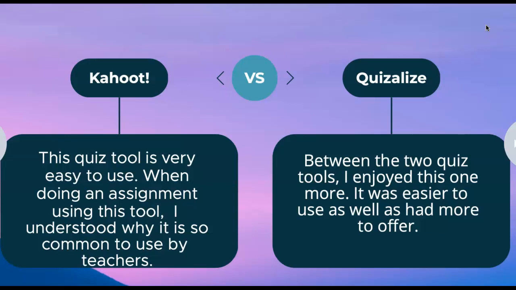I thought it was easier to use, and it gave more specifics on things like time, and it gave pictures you can choose from and colors you can choose from. It gave you different question types: they could be open-ended, true and false, scramble, pick a few, many different options with this one, and I really enjoyed that one.